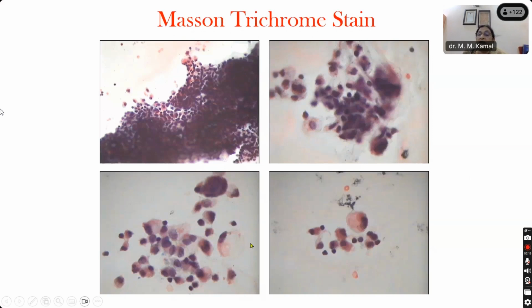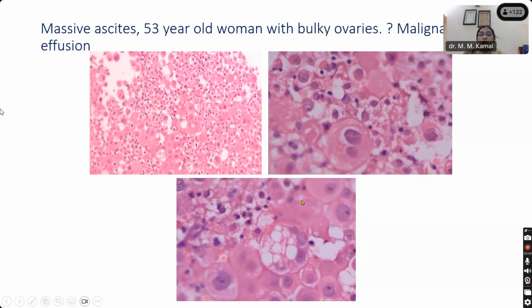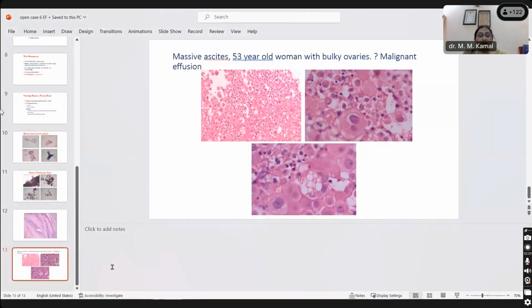So we were sure that we were dealing with smooth muscle cells because the Masson trichrome stain was positive, and her histopathology showed a leiomyosarcoma of the low-grade type, which was metastasizing to the pleura and giving this type of appearance. So I think this is all that I have to show today.